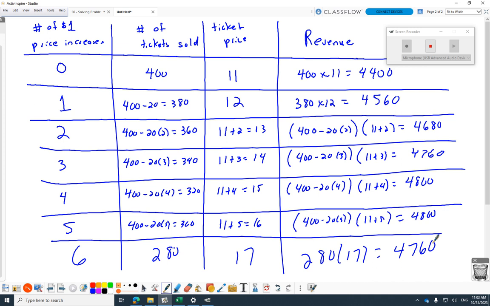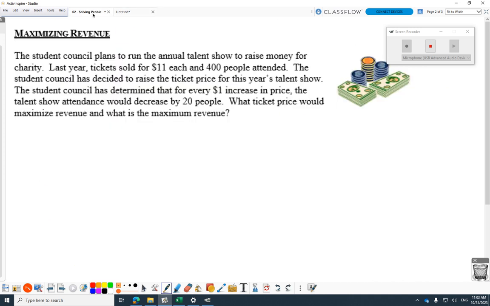Can we do it with algebra? Yeah, let's do it with algebra. Let's do the exact same thing with algebra. Let x be the number of $1 price increases. Are there other choices for x? Yes, but over the years, we've decided that this is the easiest one for people to handle.